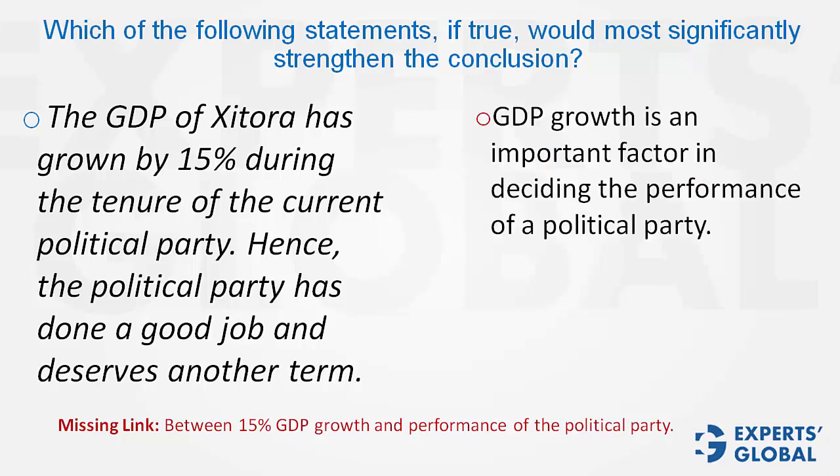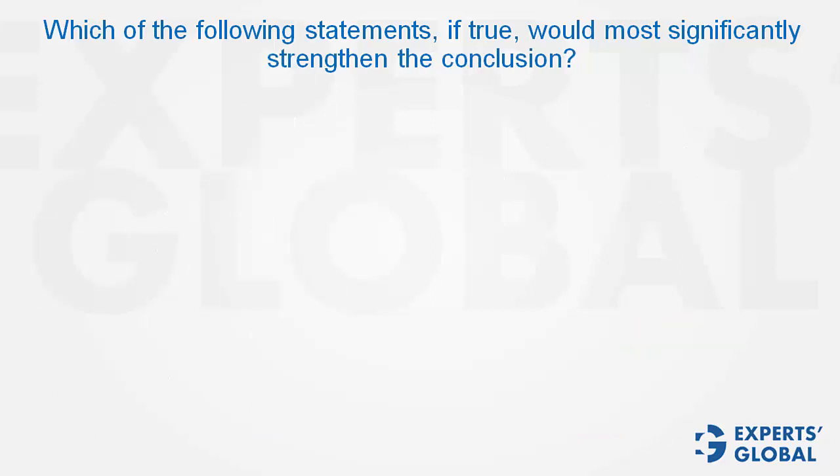Here is an answer choice. This answer choice, by suggesting that GDP growth is an important factor in deciding the performance of a political party, is filling the missing link between the GDP growth and the conclusion that the party has done a good job and deserves another term. So this is a fine strengthening statement because it addresses an inherent gap, a weakness in the argument. One more example.